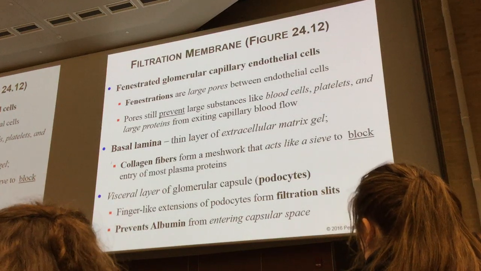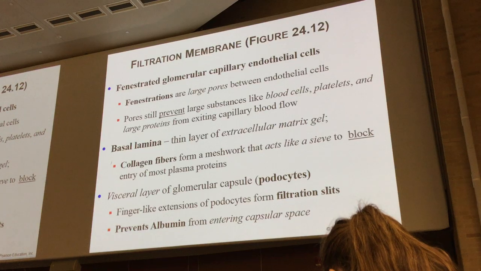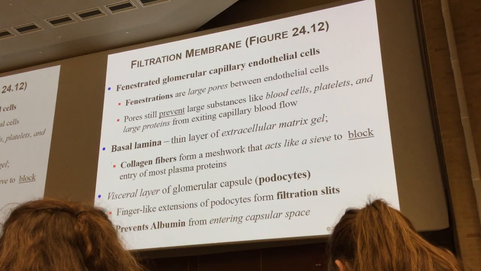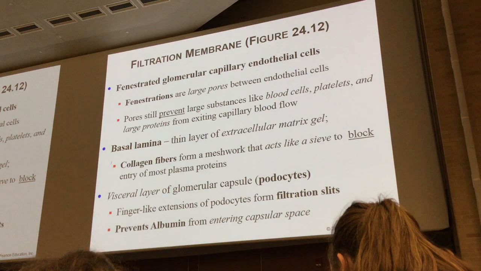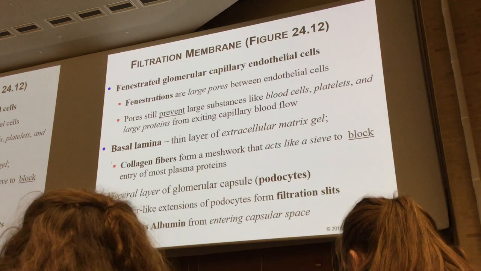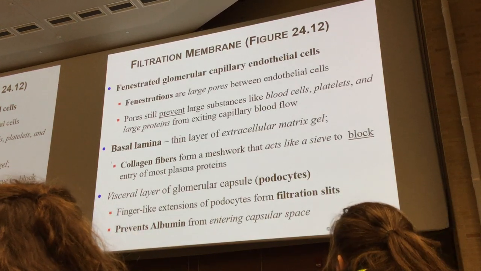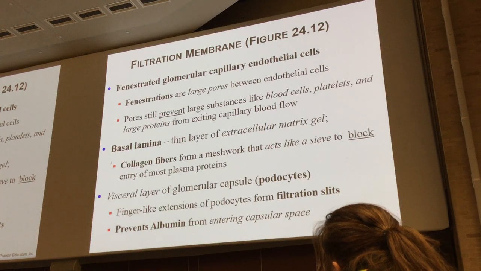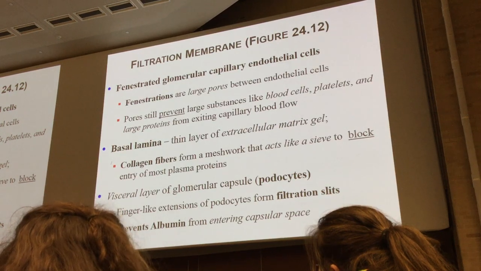Then the last layer is just like any membrane. It's a two-layer capsule: there's a visceral layer and a parietal layer. The visceral layer covers the capillaries, and the cells are called podocytes, special cells, and they form filtration slits, little larger openings, but they've been blocked coming through the first layers, though it still allows lots of fluid to come through. And we'll get to how much shortly. All right, and then as a whole, we never want albumin to come through. Albumin needs to stay in the blood because it contributes to osmotic pressure.